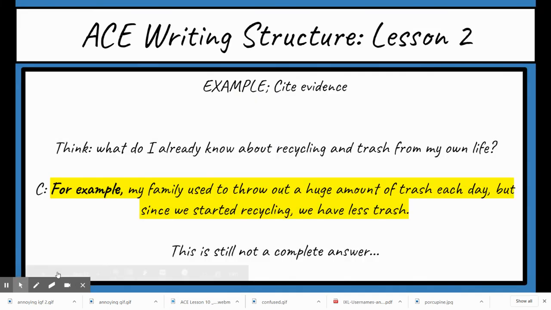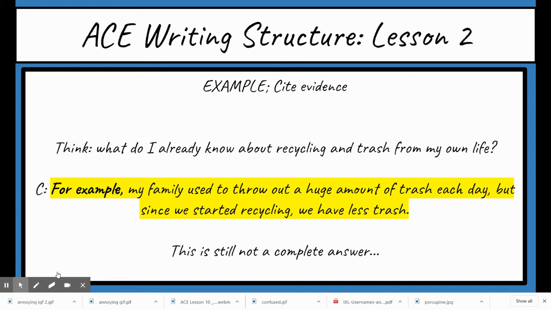So, in order to cite evidence, I need to think, what do I already know about recycling and trash from my own life? You don't have to go out and do some long, extensive research project. Just look at your own life. Look at the examples that you have around you. Well, I know that it's my job to take out the trash every night. And I remember before we started recycling more, we had so much trash every single day. But once we started recycling, I wasn't taking out as much trash every day. So I use my life as an example.